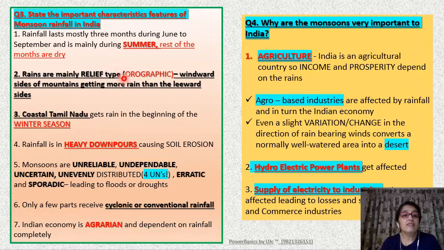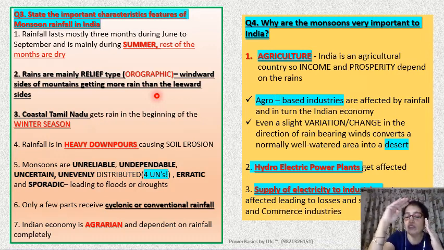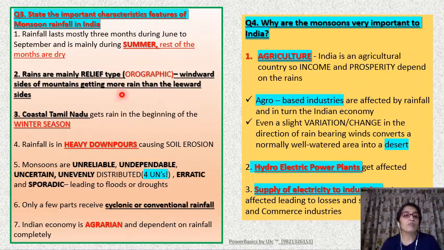Rains are mainly relief type, orographic. We learned this last year, different types of rainfall. Windward sides of mountains get more rain than the leeward sides. We studied that last year too, that when the clouds crash onto the mountain, they precipitate there. So the part of the mountain towards the wind, this side, is getting the rainfall. When the clouds pass over empty, or they've shed all their water, on the other side is the rain shadow area called the leeward side. So rains are mainly relief type, orographic, windward sides of mountains getting more rain than the leeward sides.